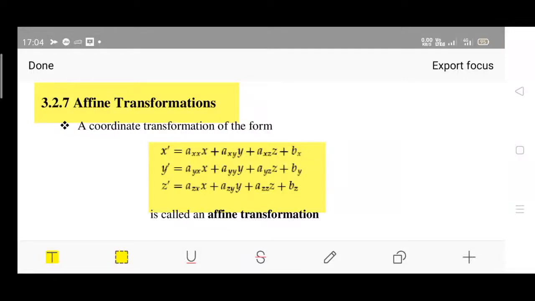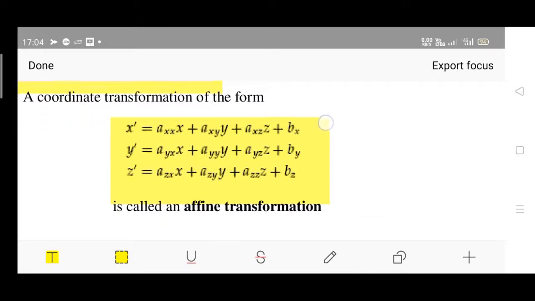Next is the affine transformation. It is a coordinate transformation of the form, please try to understand, a very simple equation. x dash is equal to the coefficient of all the x, y, z terms we are mentioning, along with the constant. Similarly for y dash as well as z dash, where x dash, y dash and z dash are the modified 3D points or object, and x, y, z is the initial value or object.